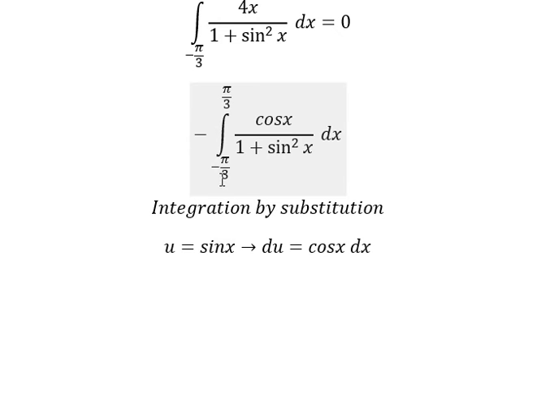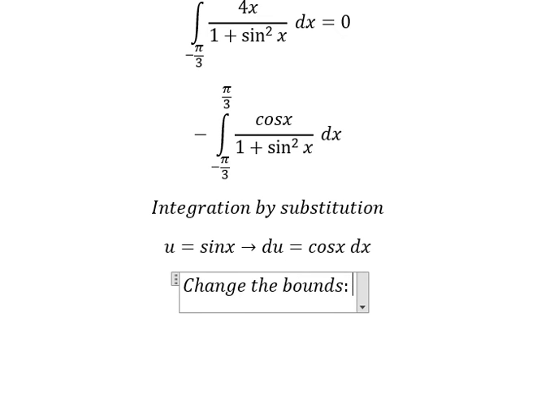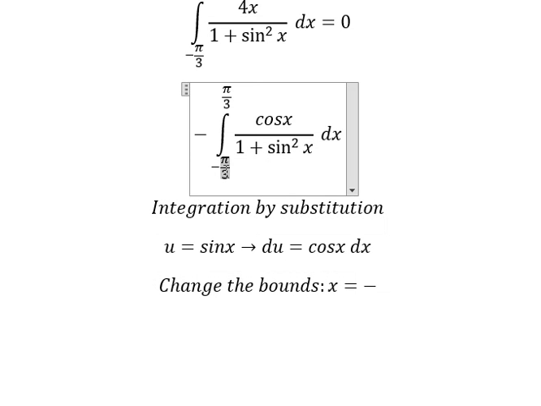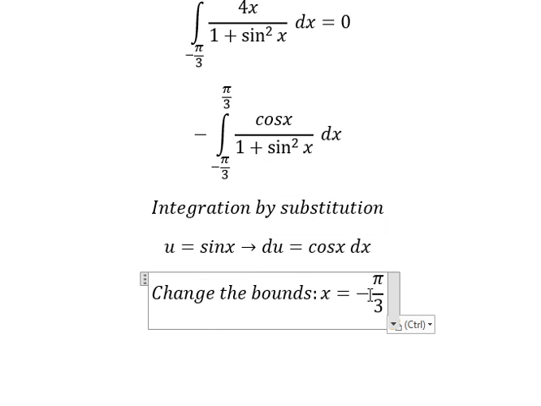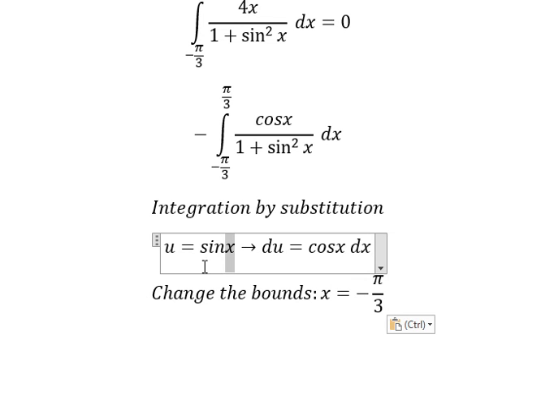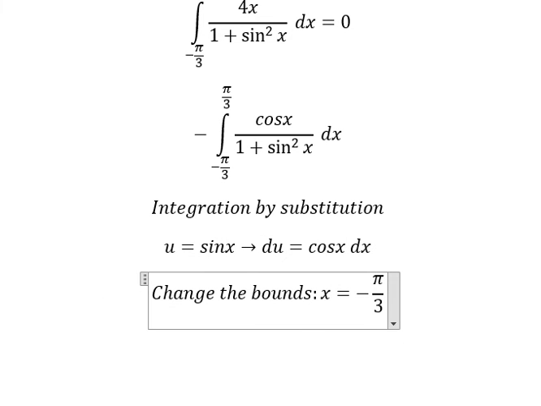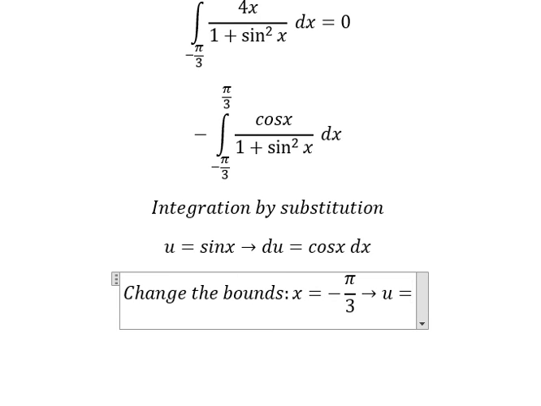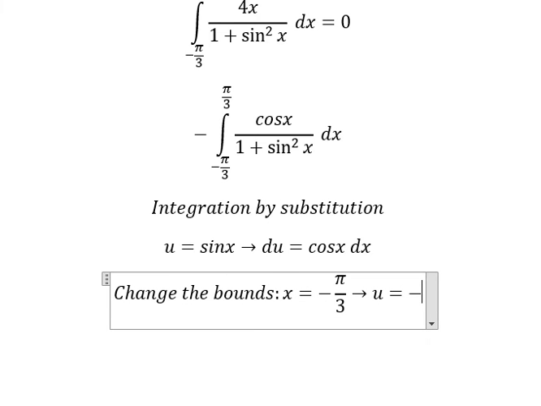Next, we need to change the bounds. When s equals negative pi over 3, we put negative pi over 3 in here, and you got u equals negative the square root of 3 over 2.